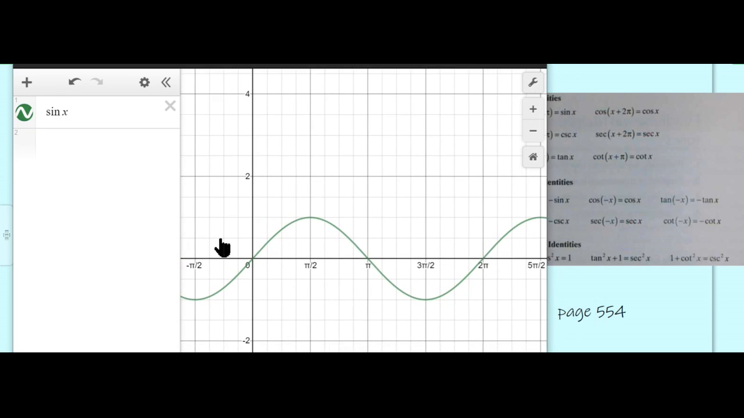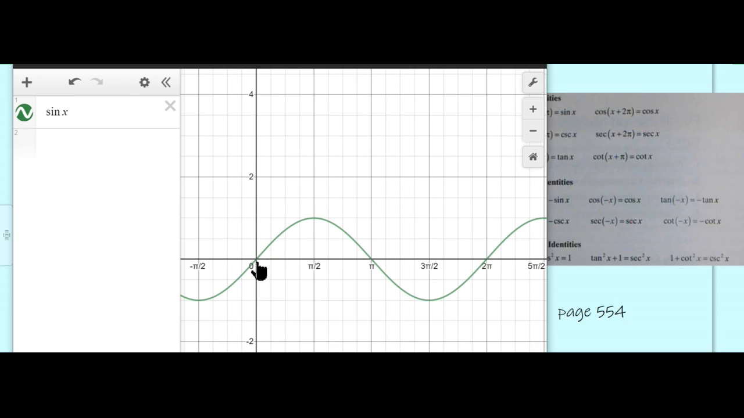That's not what I want. There we go. Here is sine. It goes to the origin. It has an up loop and a down loop, and then it starts to repeat. So from 0 to 2 pi, that's one period, and then it starts over again with the pattern.